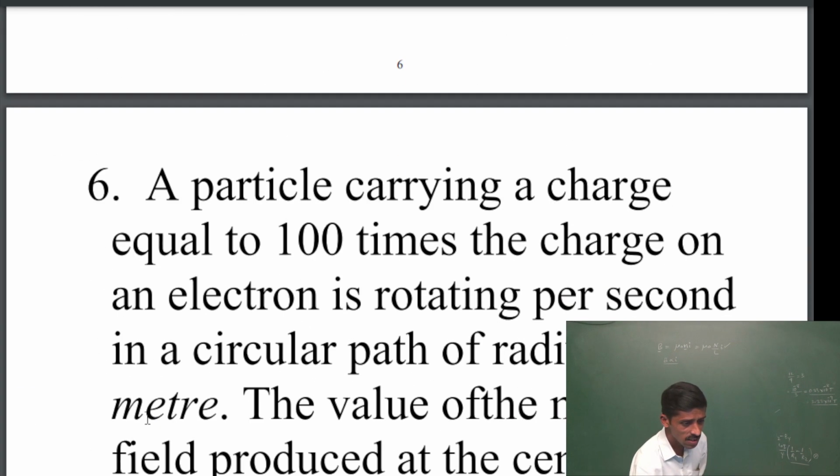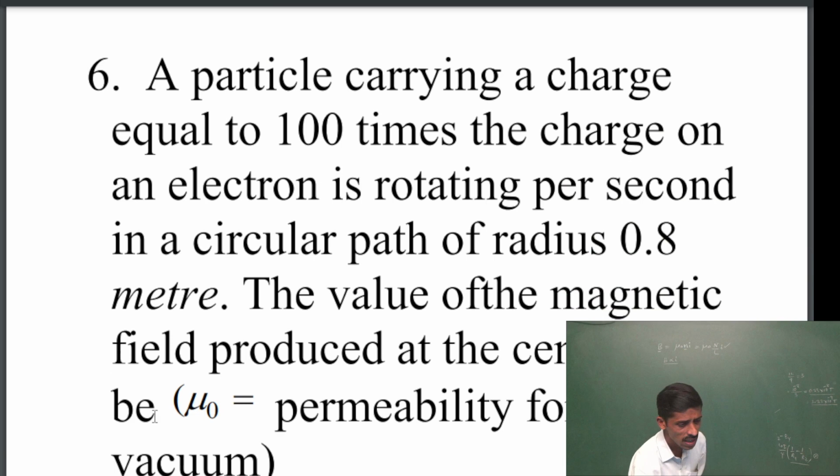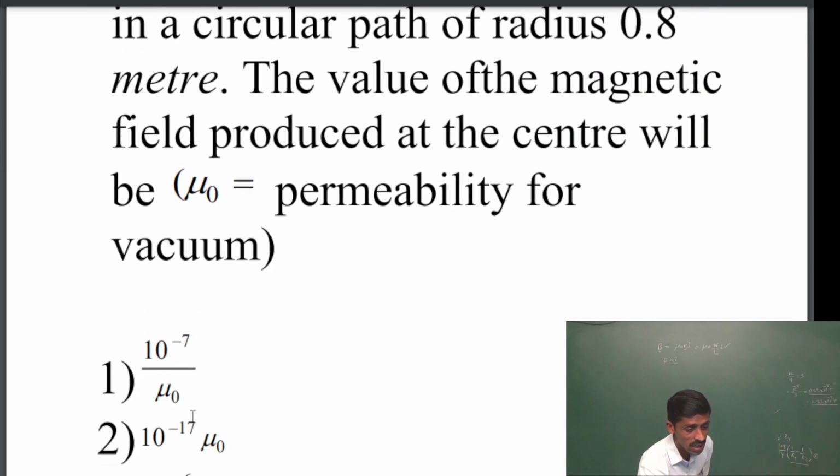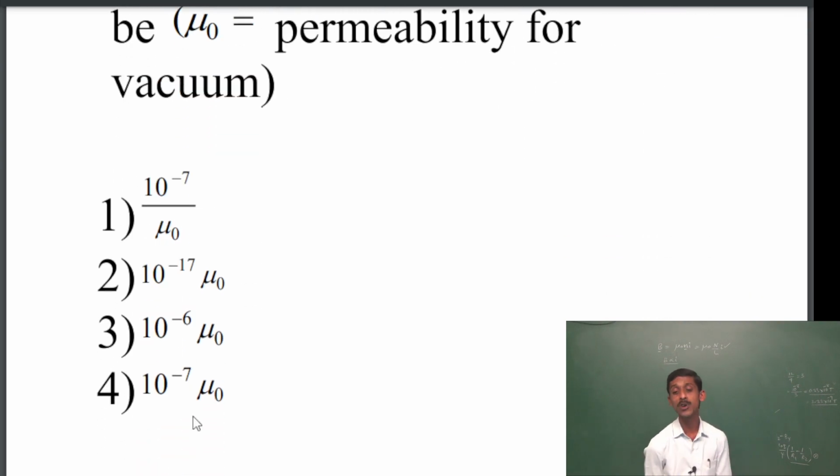Next question, question number 6. A particle carrying a charge equal to 100 times the charge on an electron is rotating once per second in a circular path of radius 0.8 meter. The value of the magnetic field produced at the center will be, where mu naught is the permeability for vacuum. The expected answer is in terms of mu naught.